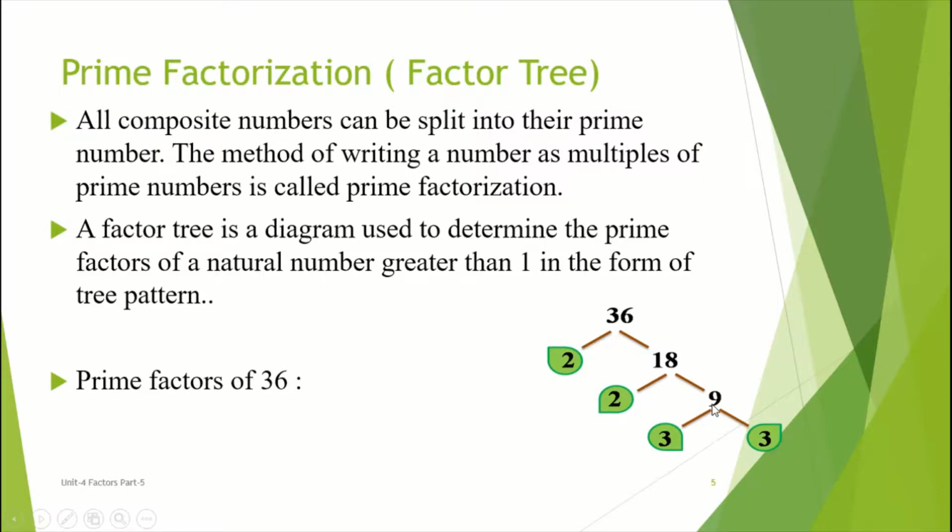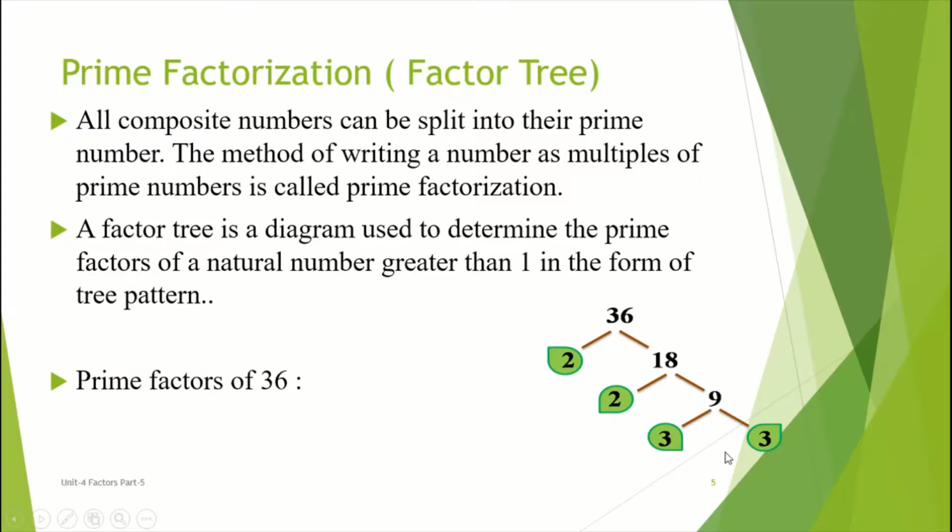Now scholars, we know that 9 is an odd number. We cannot divide 9 by 2. So what will we do here? We will take the next prime number, which is 3. And we know that we can easily divide 9 by 3. So when we divide 9 by 3, we get quotient 3 and remainder 0.